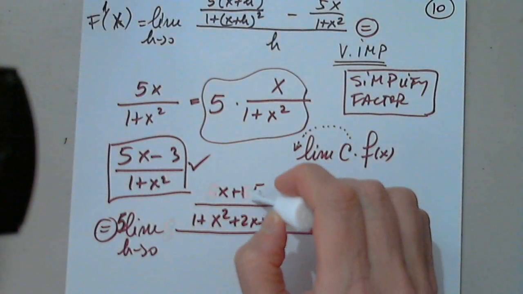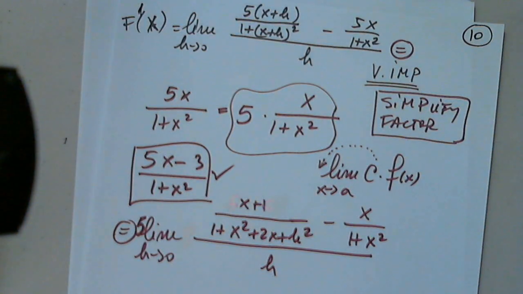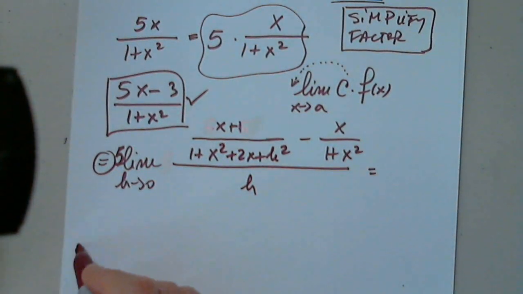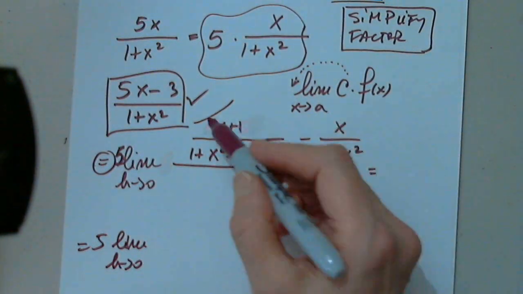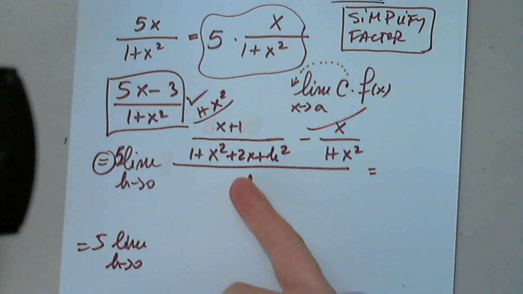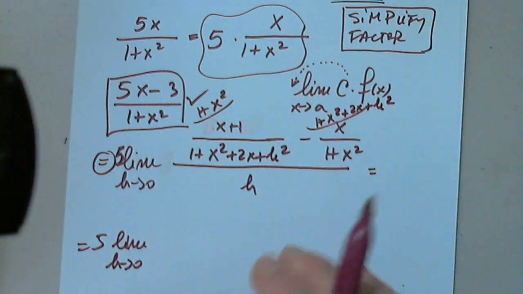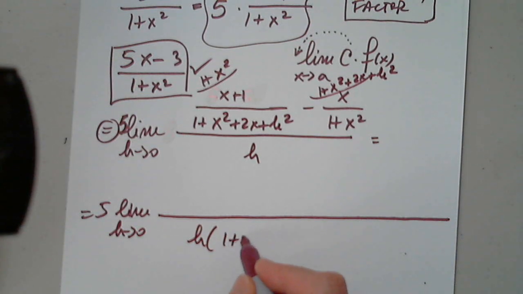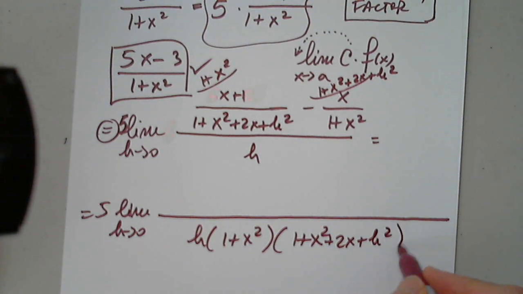Good. So we continue. It's a very good problem. However, the function is not, as I said, a friendly function. Okay, perfect. So 5, limit as h approaches 0. And this piece needs to be multiplied by 1 plus x squared. That's the only reason why I wrote that. 1 plus x squared plus 2x plus h squared. And watch me run out of room, most probably. 1 plus x squared and 1 plus x squared plus 2x plus h squared.